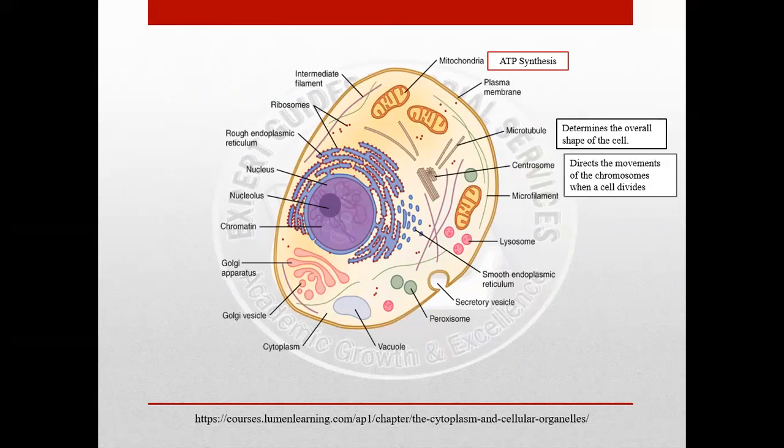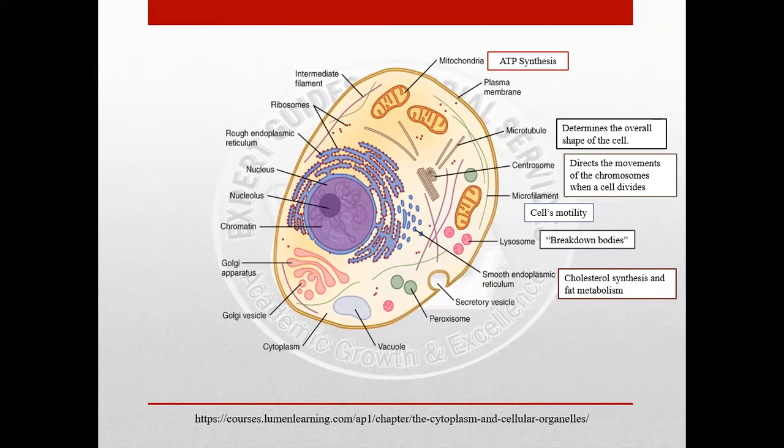The centrosome is important during cell division because this organelle directs the movements of the chromosomes when the cell divides. The microfilament is a type of cytoskeleton that's responsible for the cell's motility. The breakdown bodies of the cell is the ribosome, which contains hydrolytic enzymes that help in the breakdown of proteins, carbohydrates, and fats. The smooth endoplasmic reticulum is an endoplasmic reticulum that has no ribosome.